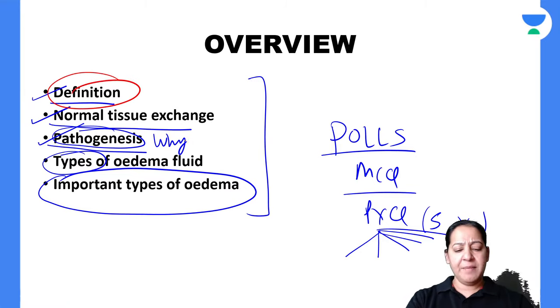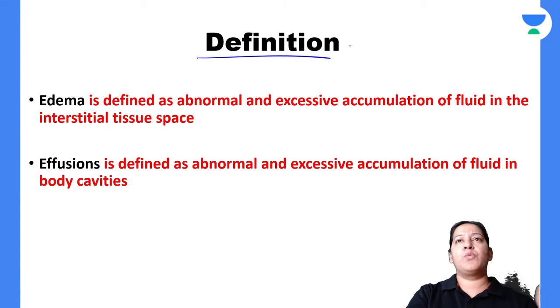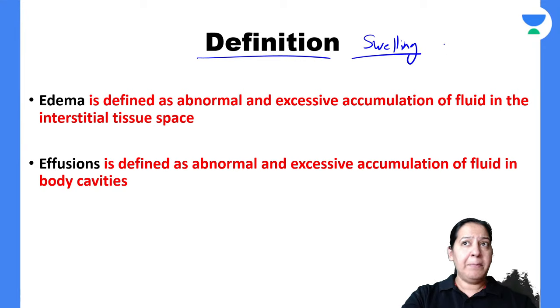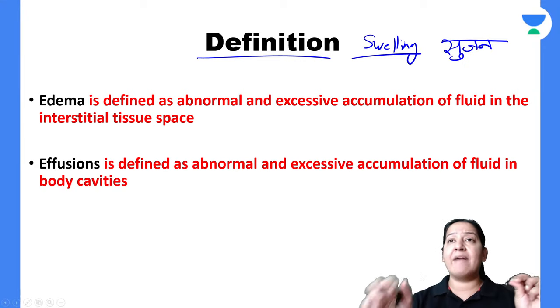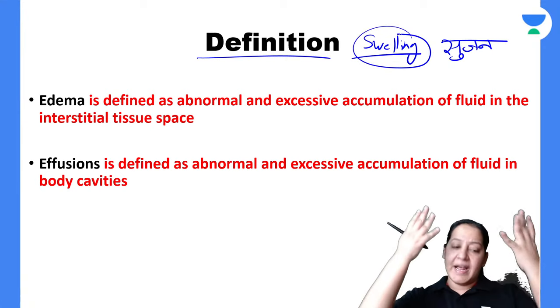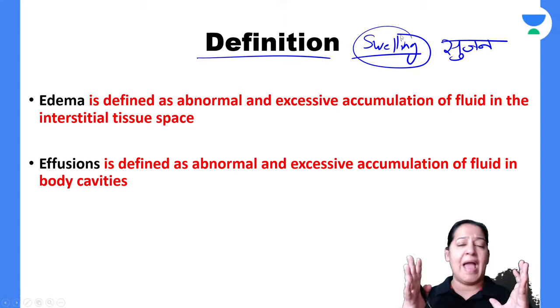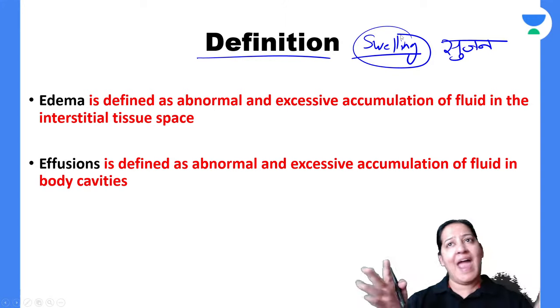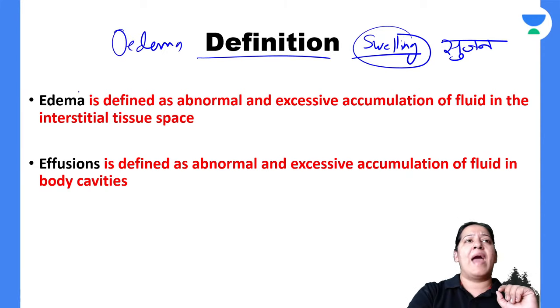What is the definition of edema? In short, if you ask me, what is edema? Edema is known as swelling. Swelling at any part of the body is known as edema. In Hindi, it is known as sujan. So a patient comes to you and says, doctor, I'm having swelling at some part of the body. Either it is generalized swelling throughout the body or it is swelling of some part of the body. It can be on the face, on the limbs, on the legs, anywhere. So swelling is known as edema.